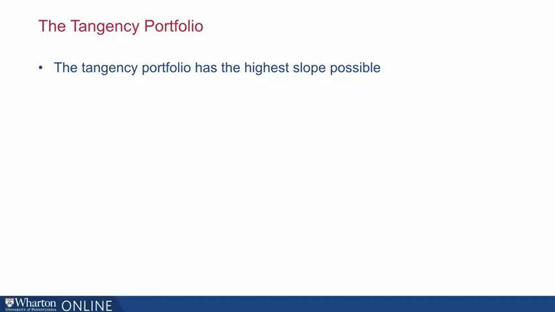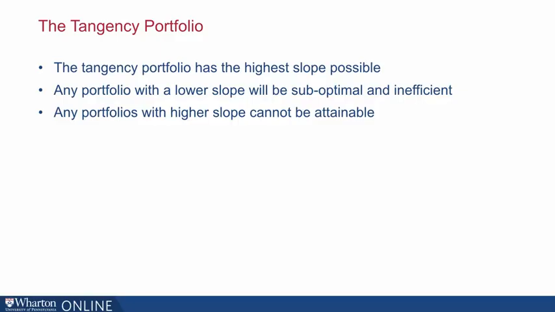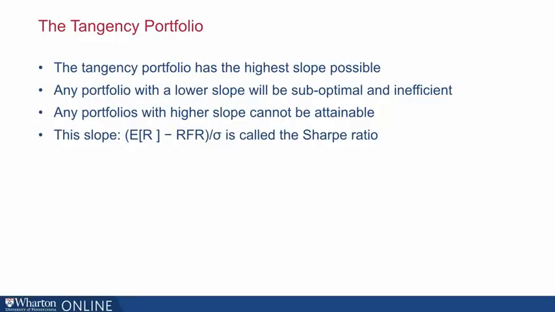So the tangency portfolio, the M, what's so special about it? Well, it has the highest possible slope. Any portfolio that has a lower slope will be suboptimal. Namely, you can get a better mean for the same level of risk by going to the tangency portfolio line. Portfolios with a higher slope would be wonderful, but they cannot be attained because you need some connection to the risky asset frontier. So this slope, which is the expected return minus the risk-free rate divided by the standard deviation, has a name. It's called the Sharpe ratio, after Bill Sharpe, whom we're going to discuss in a moment.